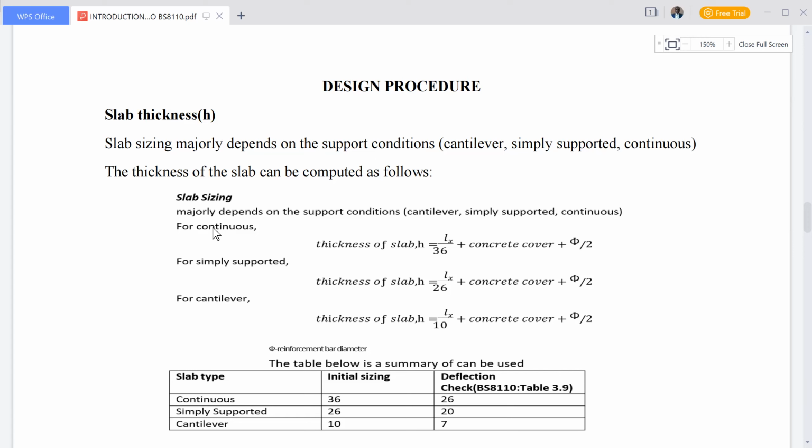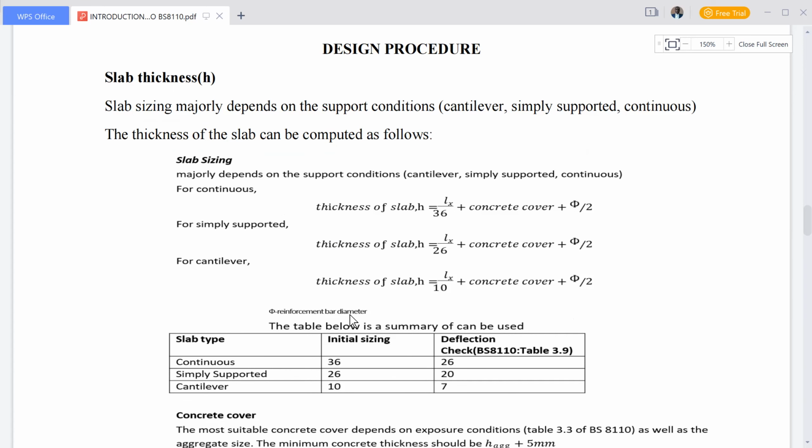For example, if you want to design a continuous slab, and you've not been given the thickness, you can find the thickness by using the formula. Thickness will be equivalent to the shorter span Lx divided by 36 plus concrete cover plus diameter of reinforcement bars over 2. Now, if it is a simply supported slab, thickness H will be shorter span over 26 plus concrete cover plus diameter of reinforcing bars divided by 2. For cantilever, it will be shorter span over 10 plus concrete cover plus reinforcement bar diameter over 2. So I say phi is the reinforcement bar diameter.